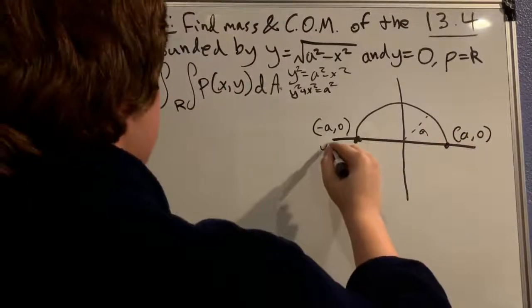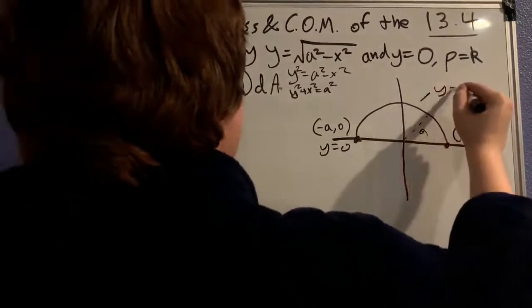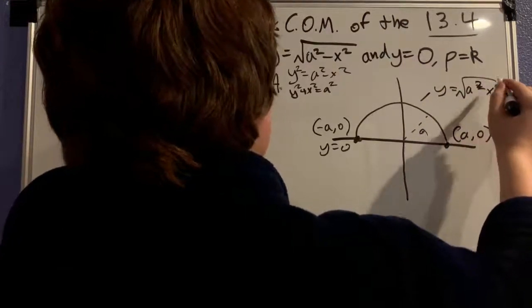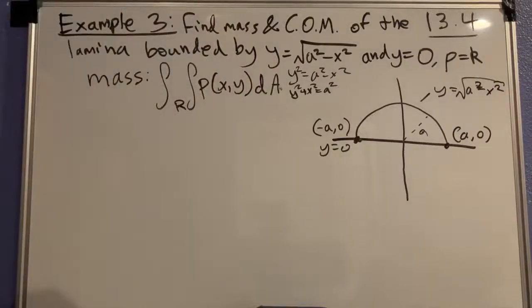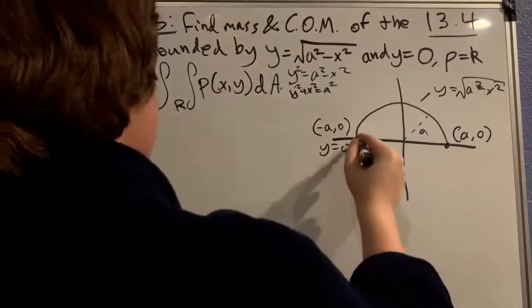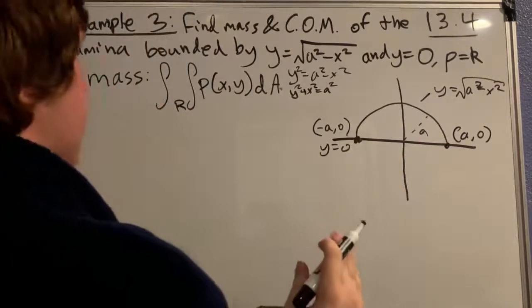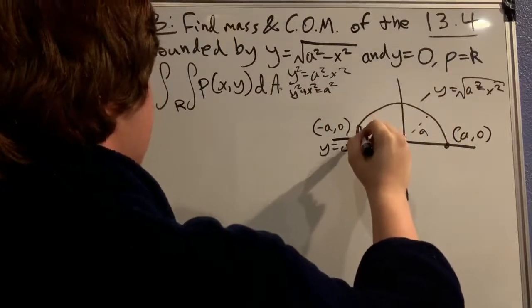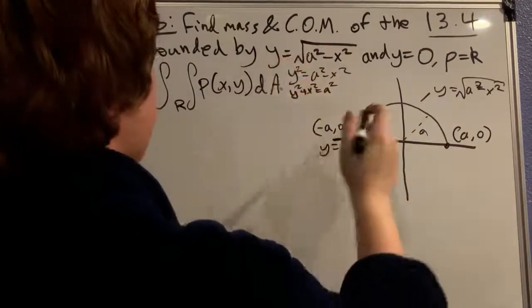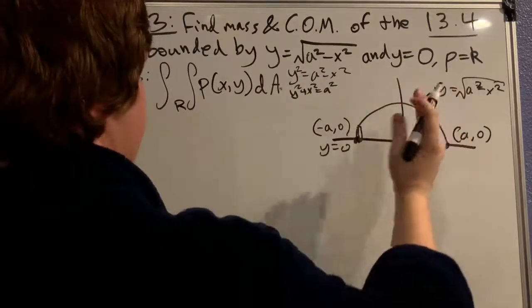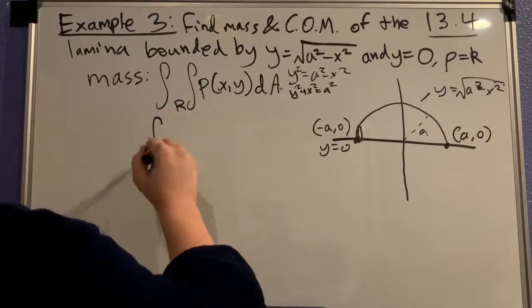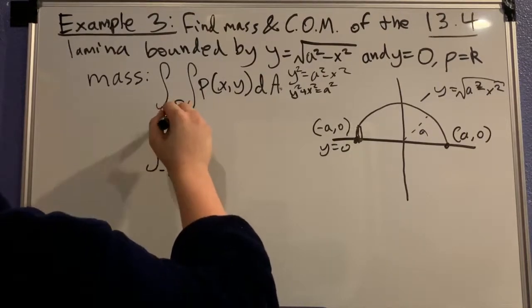And, oh yeah, this is y equals 0, and that's y equals a squared minus x squared. Okay. So the first thing is to find the mass. Now, what we want to do is probably just integrate over this way, because we already have the y function, and we could just take little slivers from negative a to a. So the x values would go from negative a to a.